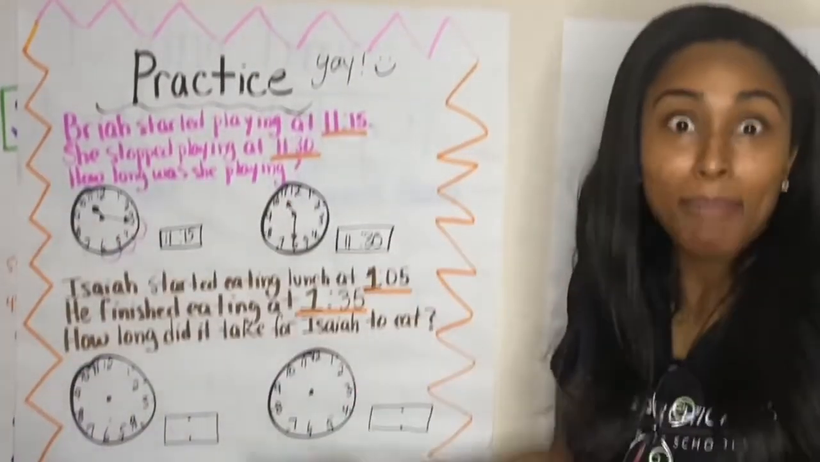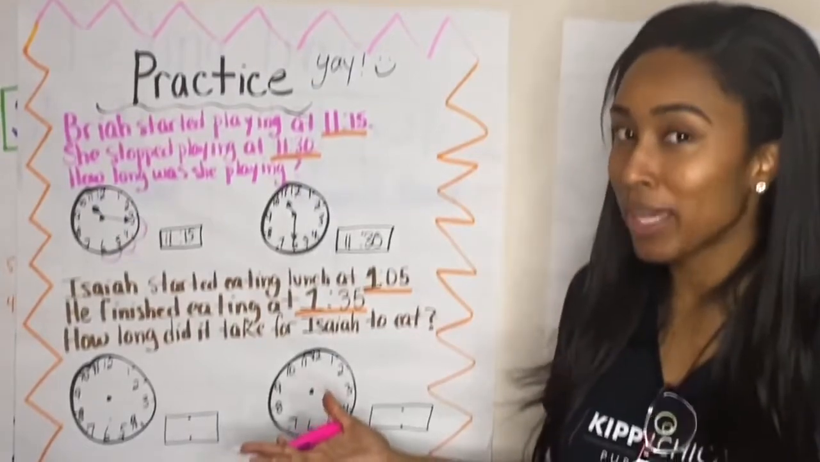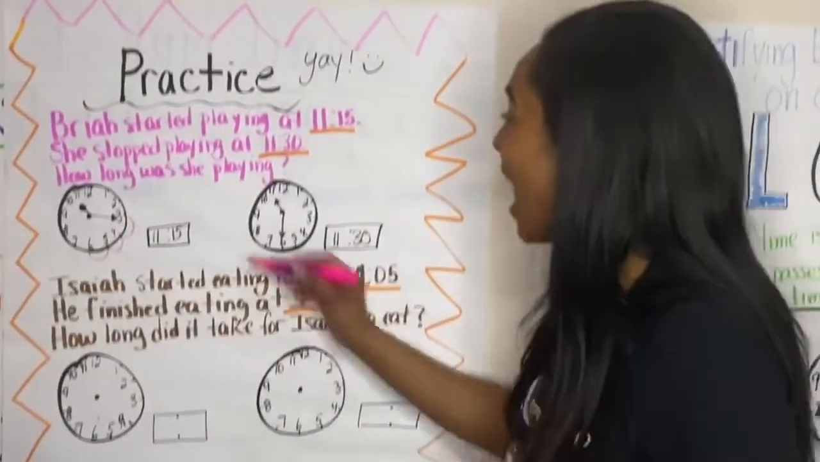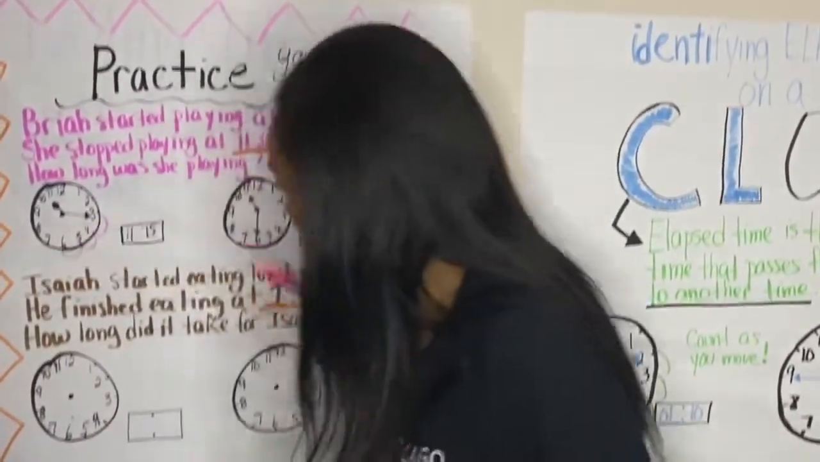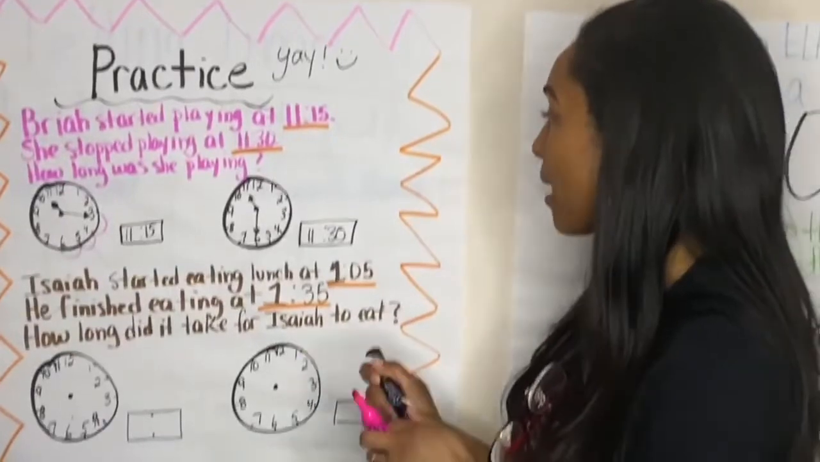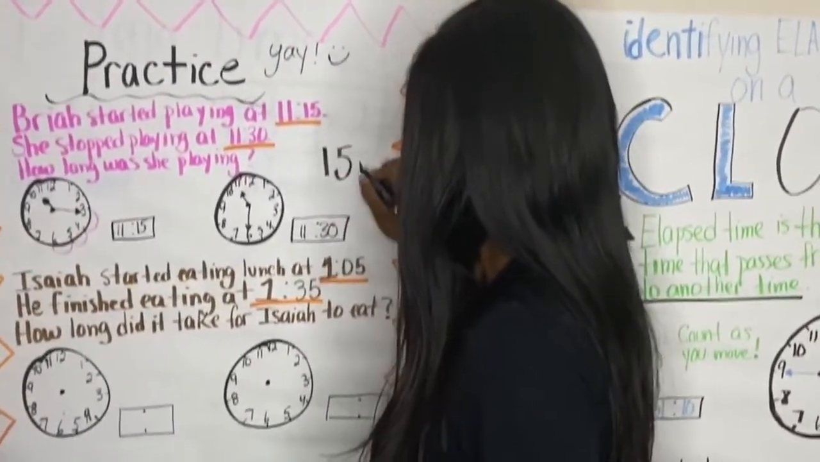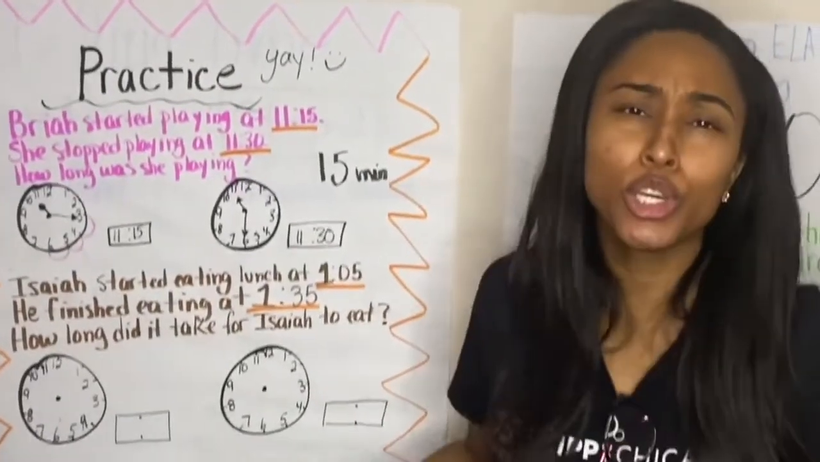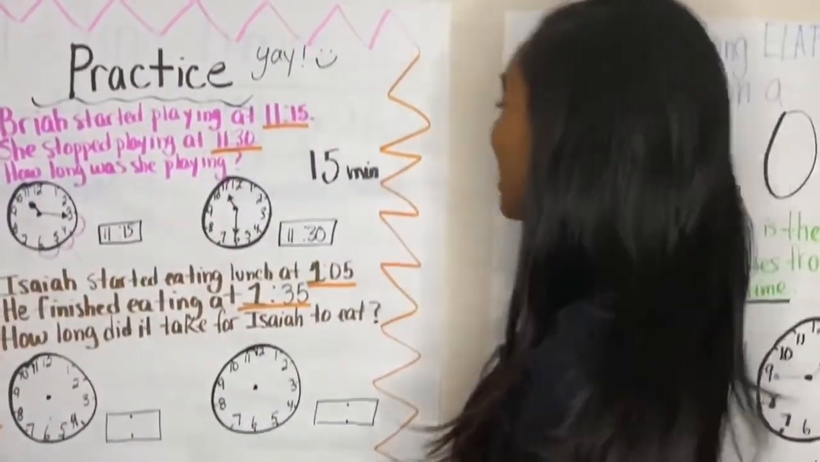What is my elapsed time? How much time passed? How much time did we count? Do you know? Good. I counted 5, 10, 15. So my elapsed time is 15 minutes. Good job, guys. Two claps in the down. Get ready, go. All right, now let's do the next one.